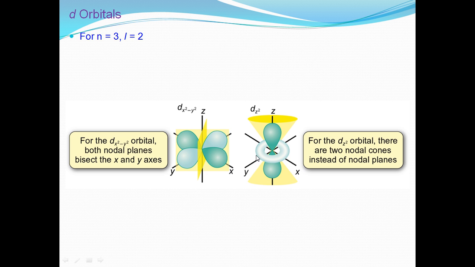And then the dz squared, the nodes, I should say, do not form planes, but they form cones. So the surface of the cone is a region of zero electron density. Yes, we're pointing along the z-axis, but where we have the surface of the cones, we have zero electron density. The reason why we have a ring along the xy axes is because the surfaces of the nodal cones basically force electron density along the xy axis. And those are the x squared y squared and z squared orbitals.